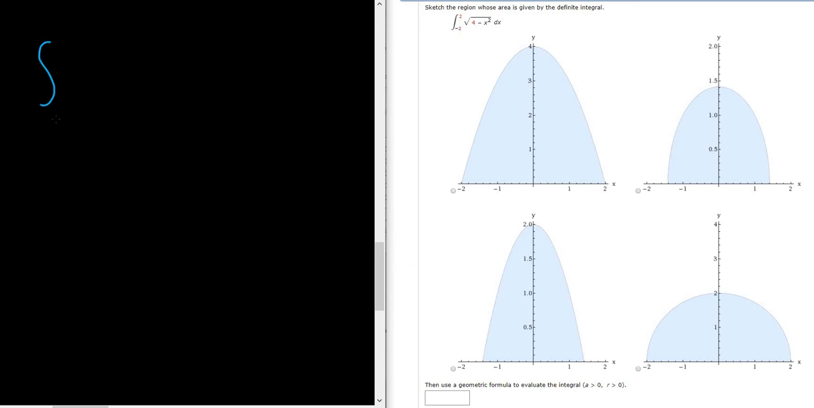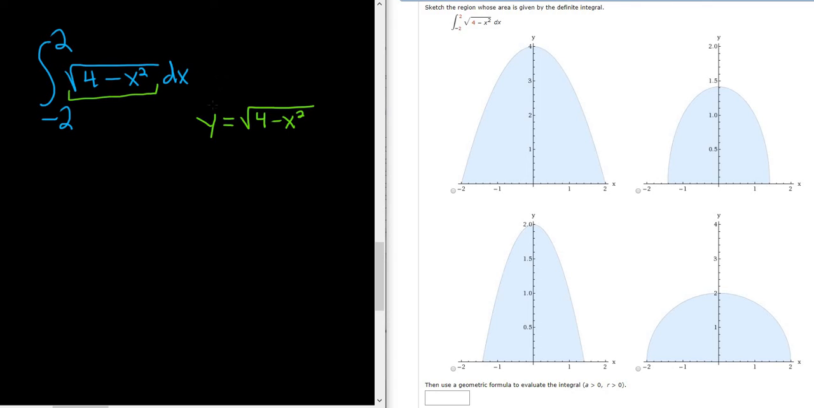So the first step is to sketch the area given by this definite integral here. So the square root of 4 minus x squared dx. So let's carefully go through how to find this. I'm going to start by calling this piece y. So this is y equals the square root of 4 minus x squared. So what this is, is the top half of a circle.